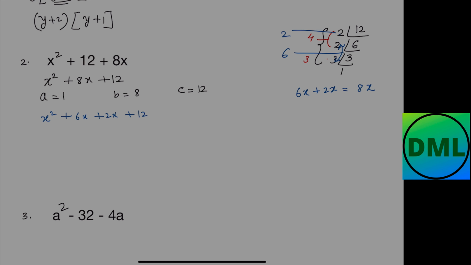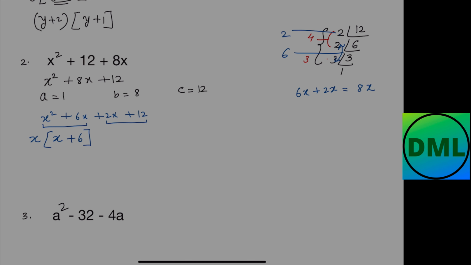Now I need to take out the common from the first two terms and the last two terms. What is common between x square and plus 6x? X is common. Let's take out x as a common factor. Out of x square, x is outside, you are left with x. Out of positive 6x, x is outside, you are left with positive 6.